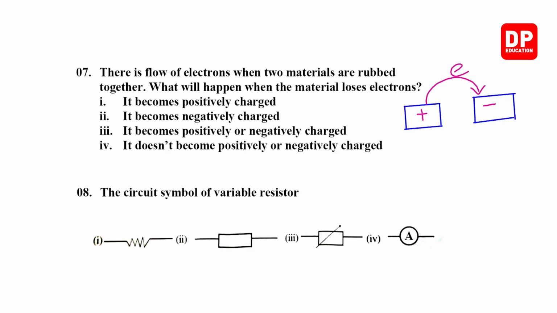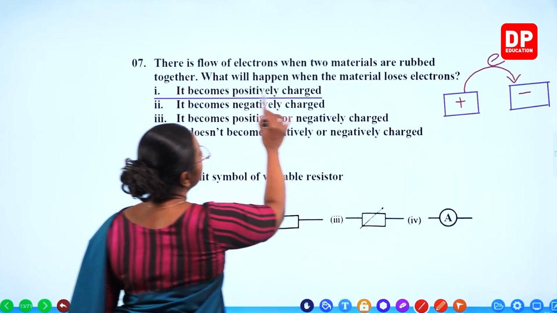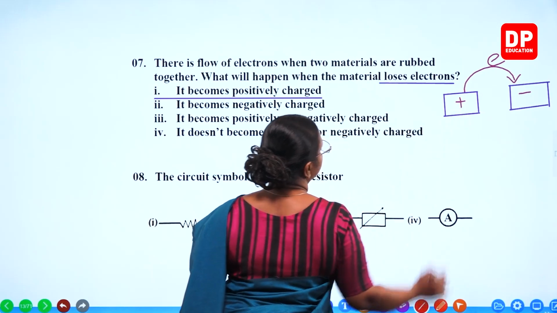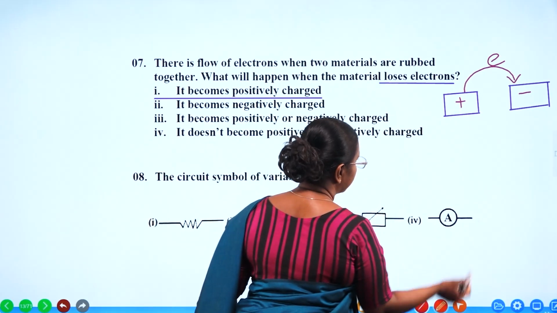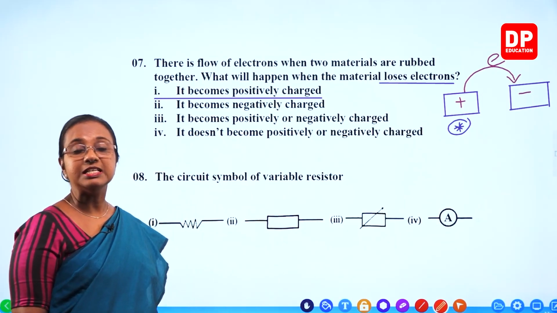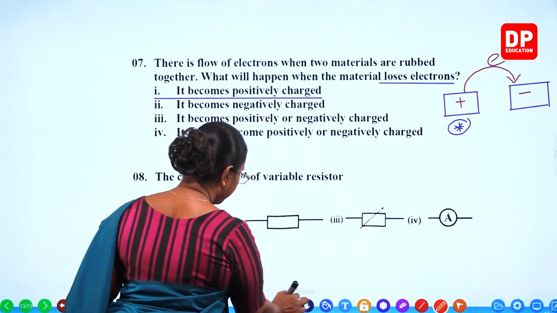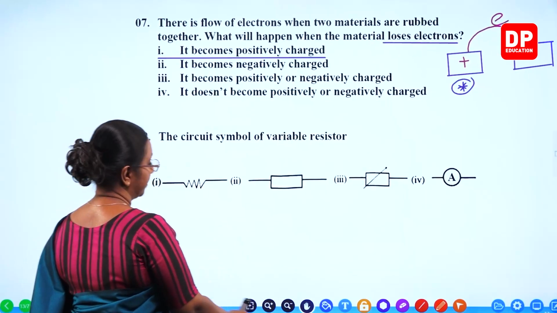So what will happen when the material loses electrons? It becomes positively charged. Why? It loses electrons. So this particular object becomes positively charged. Right. So then the next question.